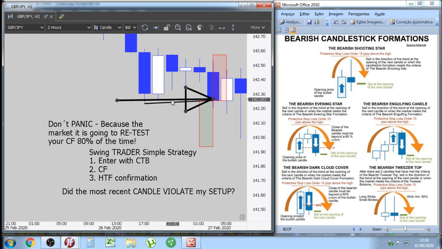You can have a swing trader setup entry, you can have a day trader setup entry, you can have a news trader setup entry, and you need to understand if the market violated your setup.